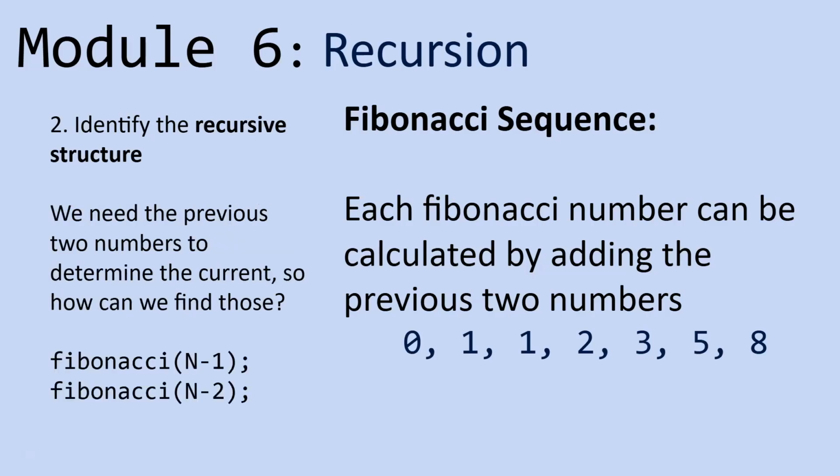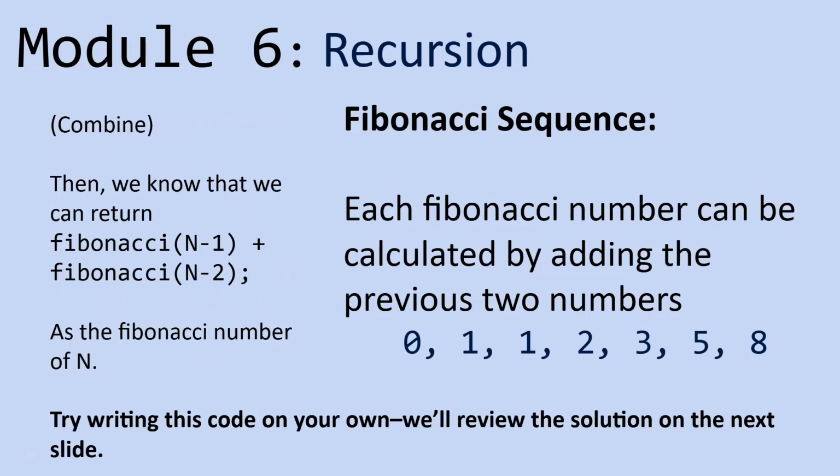All right. Well, we need the previous two numbers. And so how could we find those? Well, whenever we write our Fibonacci method, to get the previous number, we just do Fibonacci n minus 1. Then for the number before that, it's just Fibonacci n minus 2. Pretty straightforward. And we just want to add those together. So we would return Fibonacci n minus 1 plus Fibonacci n minus 2. And that would be the Fibonacci number for n.